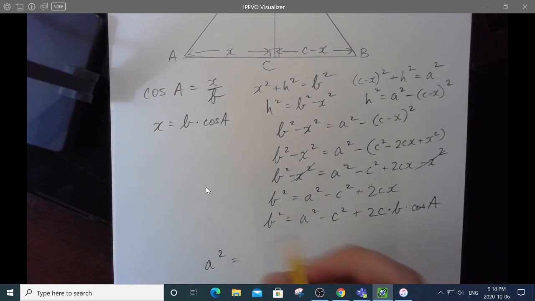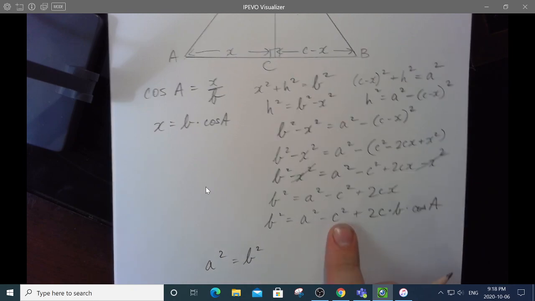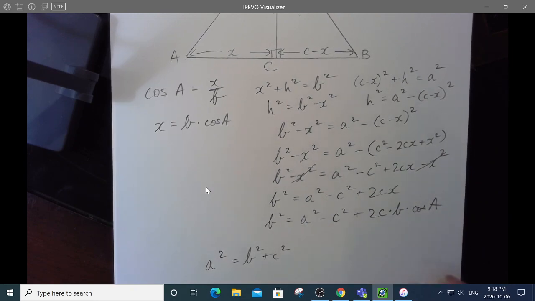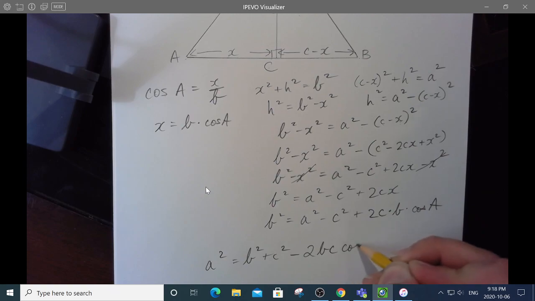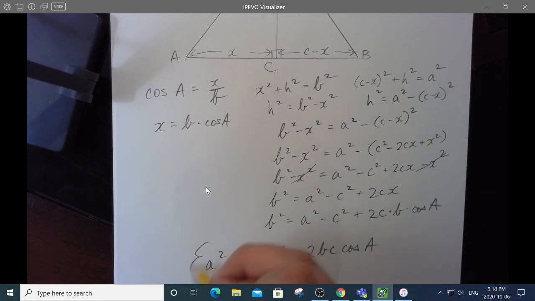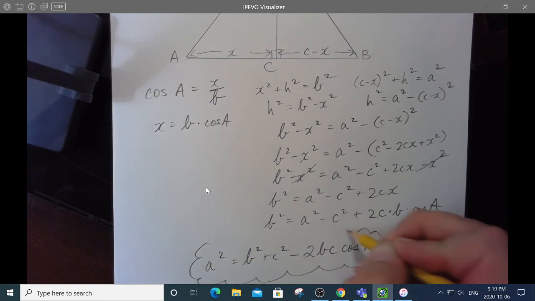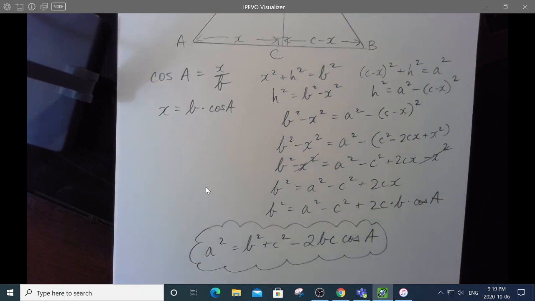So b squared's already on this side, and it's positive. c squared on this side becomes positive. And then I'm going to rearrange the last term too. It's going to be minus 2bc cosine of a. And that is the formula that we think of when we think of the cosine law. That's where it comes from. It comes from cosine and Pythagoras.